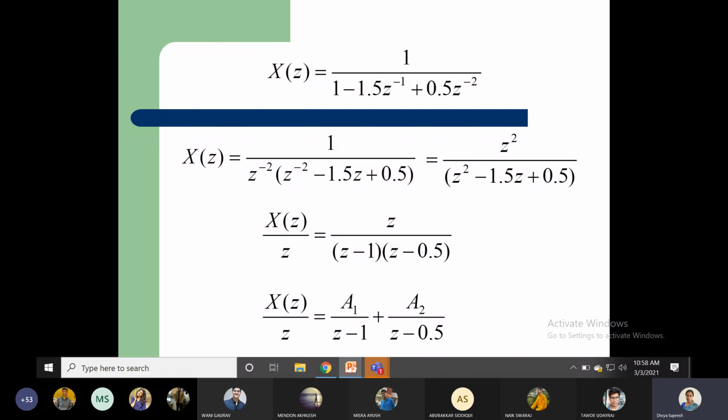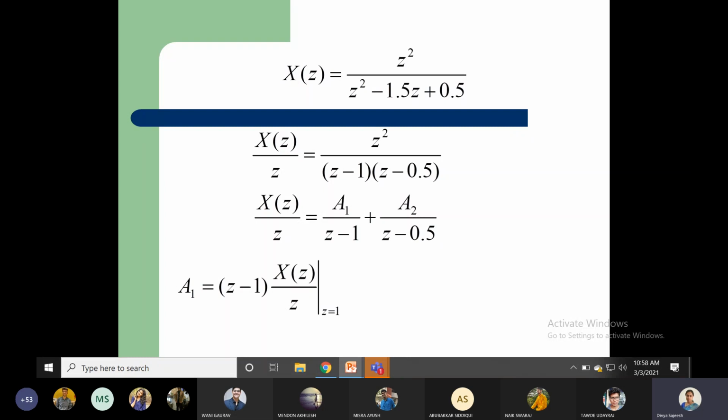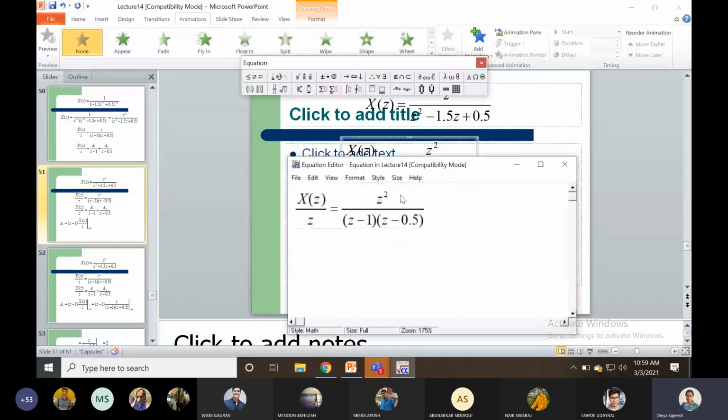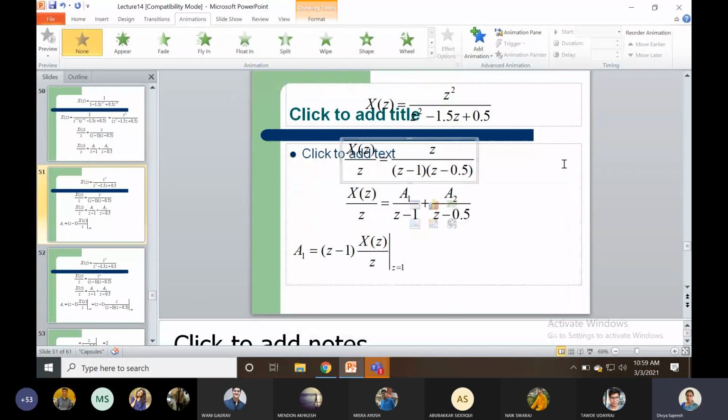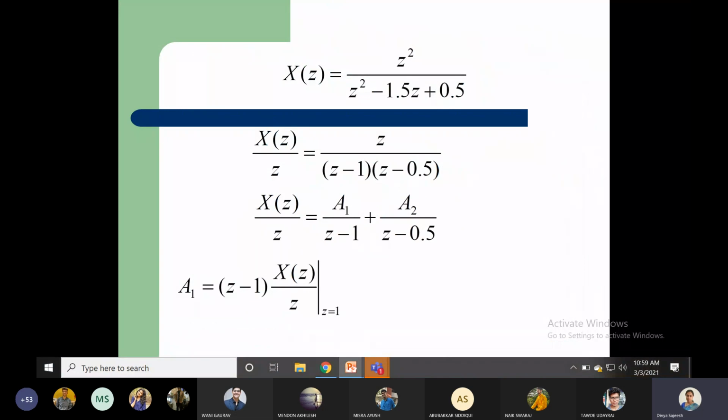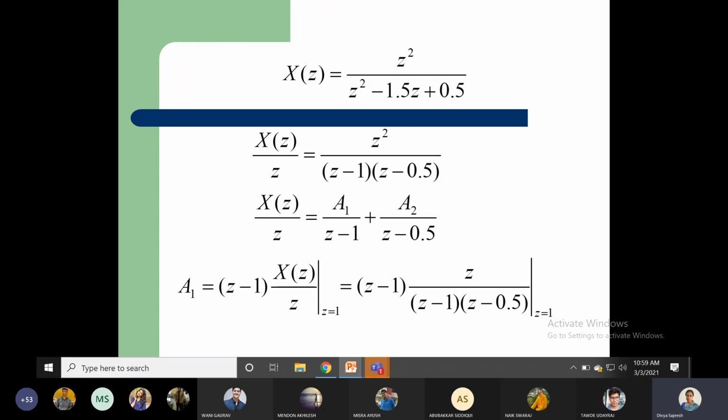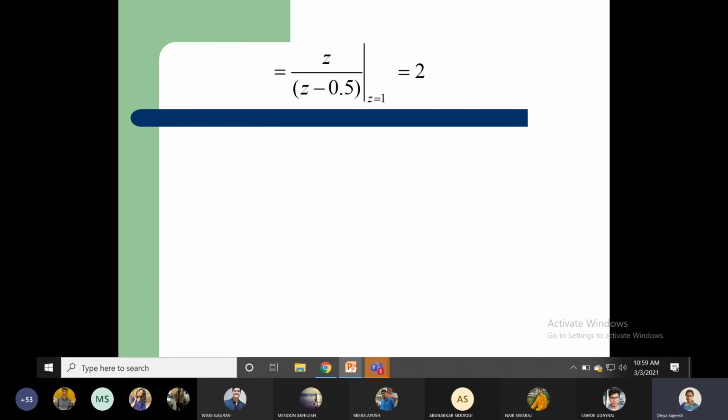Now you write it in the partial fraction expansion method, A1 by Z minus 1 plus A2 by Z minus 0.5. Now find out A1 and A2. So A1 will be Z minus 1 into X of Z by Z. So put Z as 1, you will get it as 2.